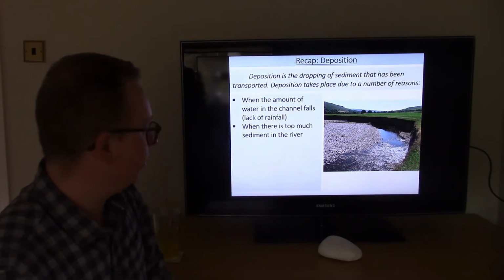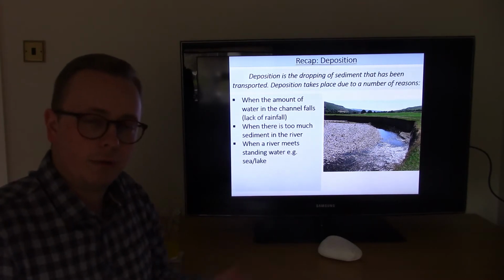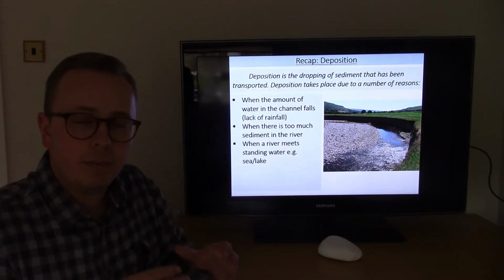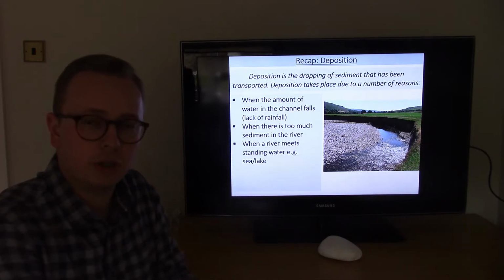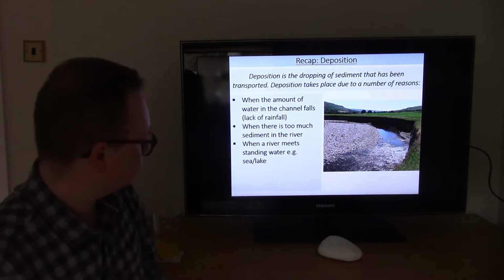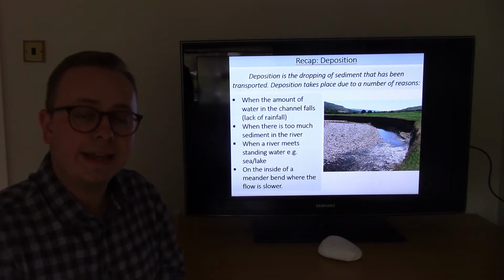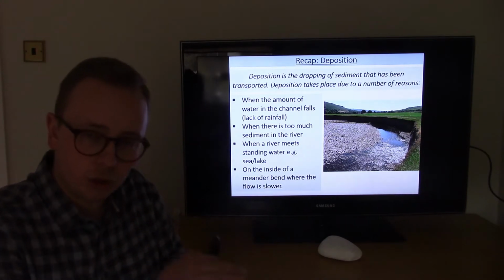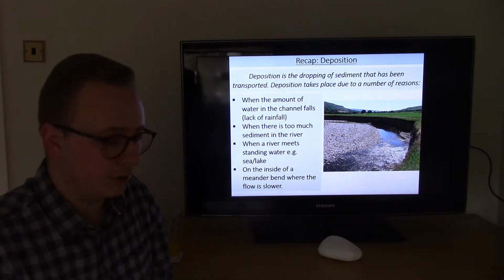When a river meets standing water, particularly important for this session, when a river meets the sea or a lake where the flow is not travelling in a particular direction, the velocity drops and the material drops instantly. And also, linking back to the last video, we also see deposition on the inside of meander bends because we've got a shallow flow there, therefore less velocity, and it's going to deposit.